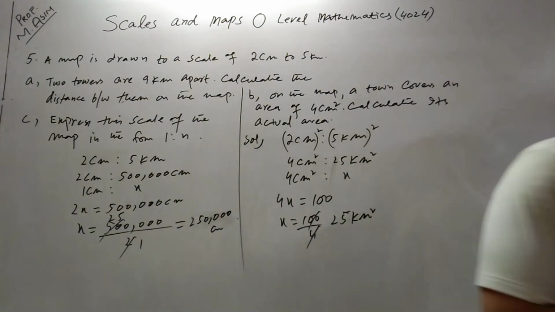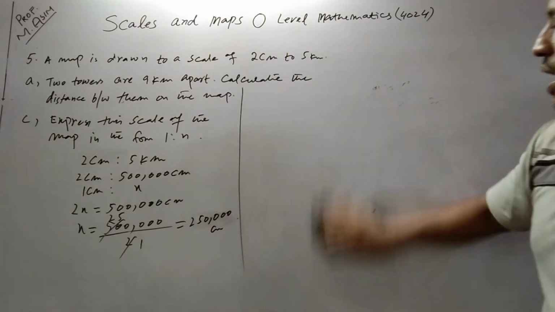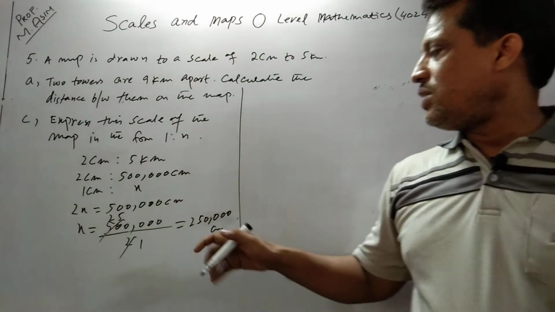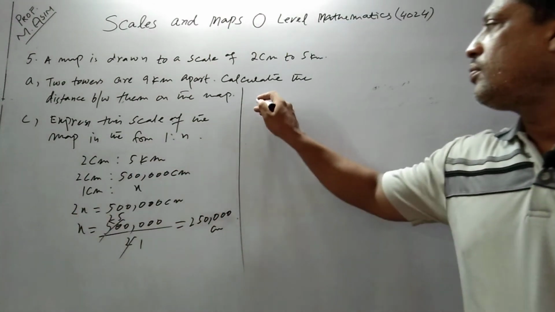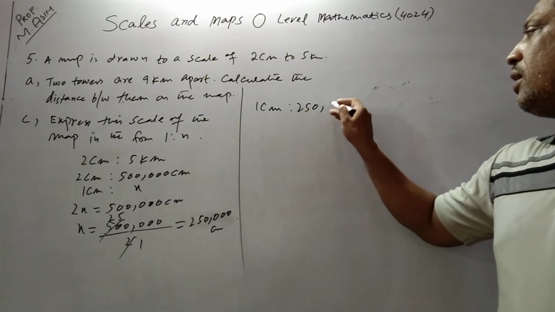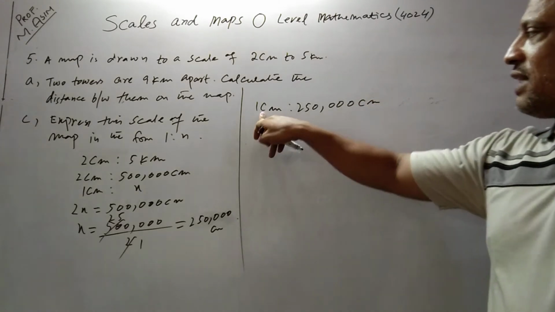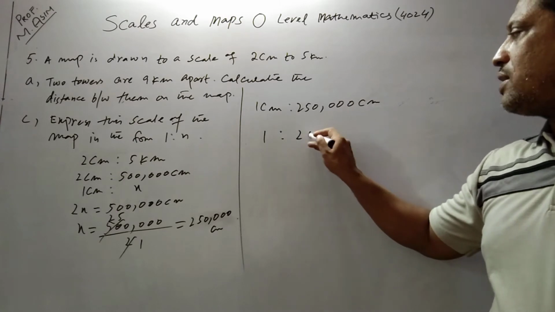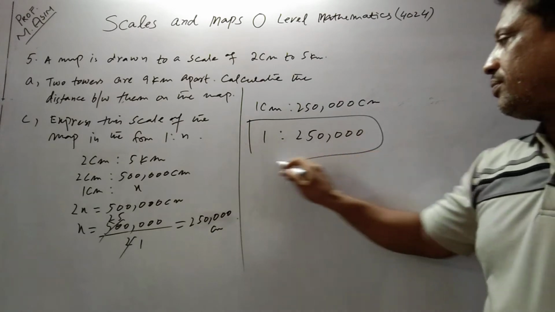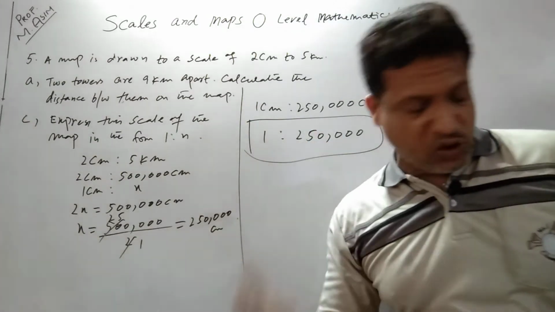Hence, what is our requirement? Our requirement is to write the value in 1:n. Now, this is 1 centimeter on the map representing 250,000 centimeter on its actual scale. Cancel this centimeter by this centimeter. Your final answer should be 1:250,000. So 1 on the map represents 250,000 on its actual value.